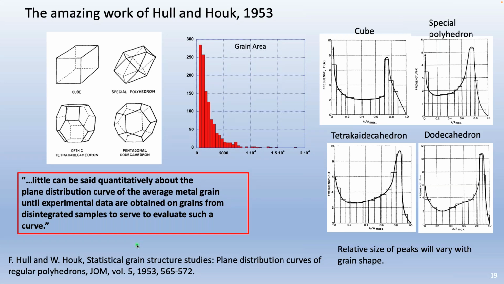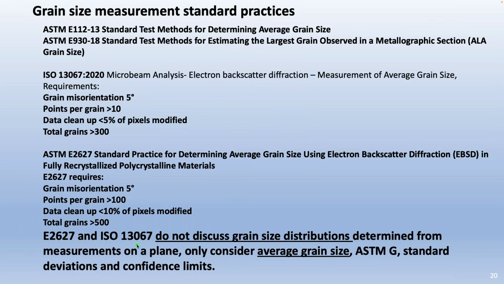There are lots of standards out there in the literature. I think there are two that I really want to highlight. There's ISO 13067, microbeam analysis, electron backscatter diffraction, measurement of average grain size. Notice the title: measurement of average grain size. And ASTM E2627, standard practice for determining average grain size using electron backscatter diffraction in fully recrystallized polycrystalline materials.